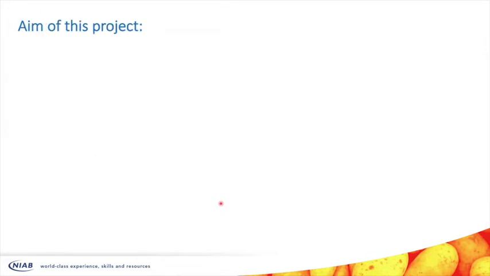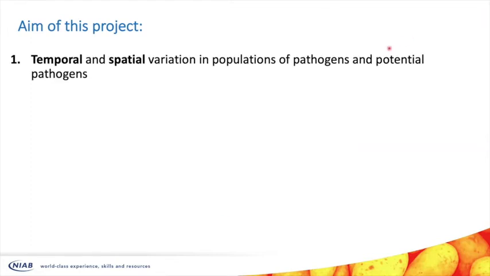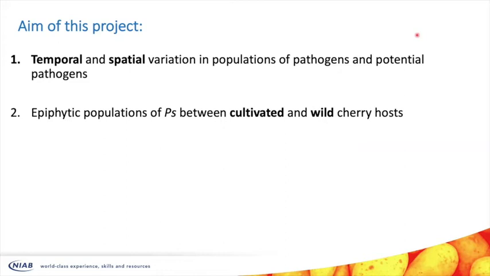So in my project, in the first work package, I'm going to look into the temporal and spatial variation in populations of Pseudomonas syringae by carrying out a multi-site and multi-year survey of the Pseudomonas populations in the different orchards across the UK. And also, I'm going to compare the epiphytic populations of Pseudomonas between the cultivated cherry trees and wild cherry trees.